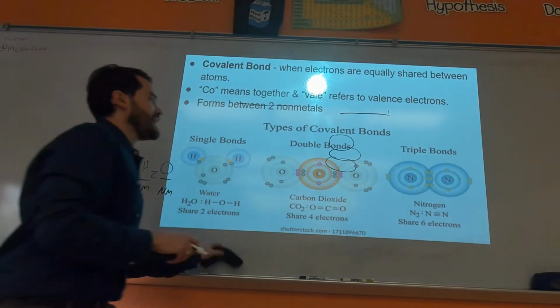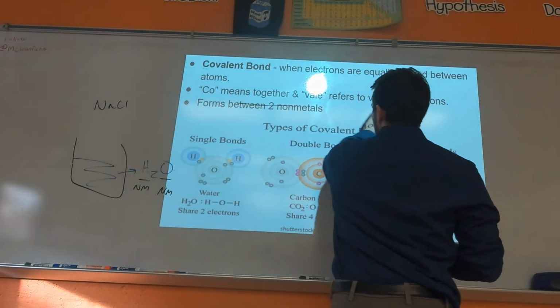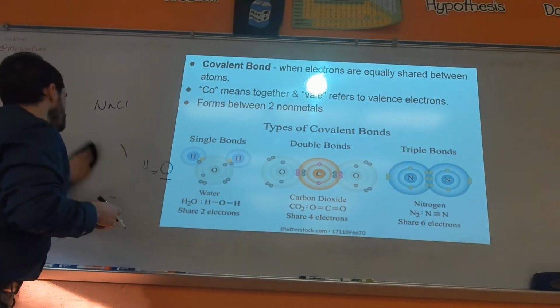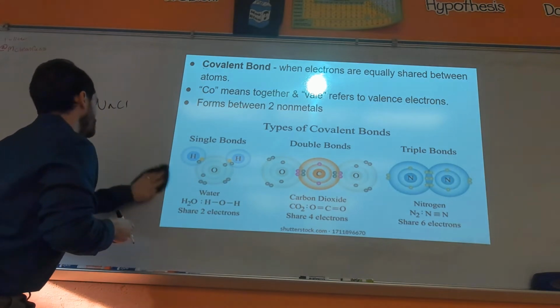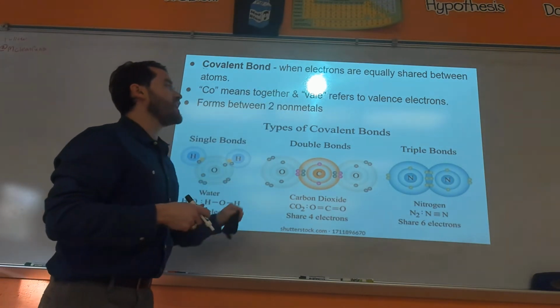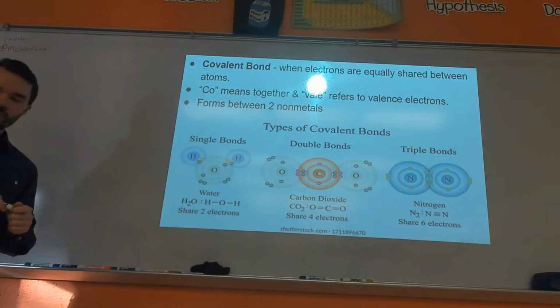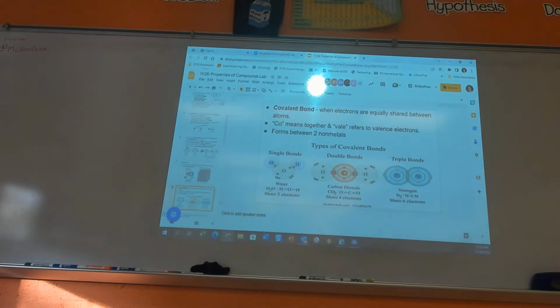Okay. Now, shifting gears a little bit, getting into covalent compounds. Covalent compounds are going to be between two nonmetals, or, caveat, a metalloid plus a nonmetal. So go ahead and add that in there.